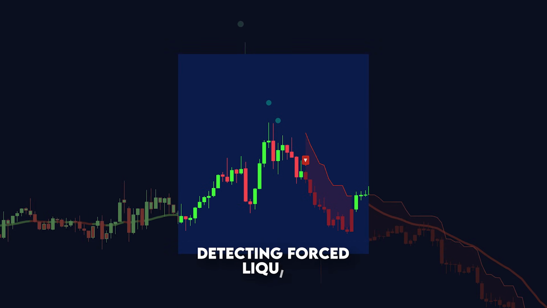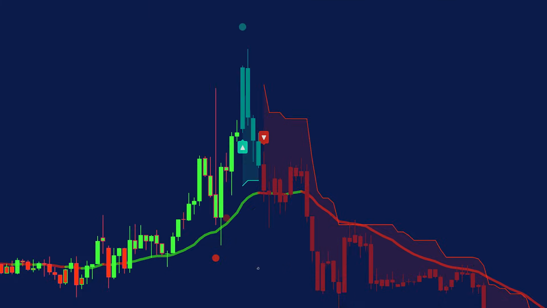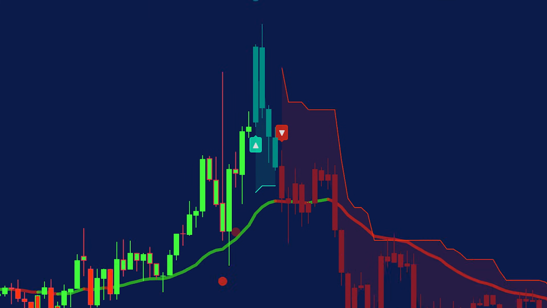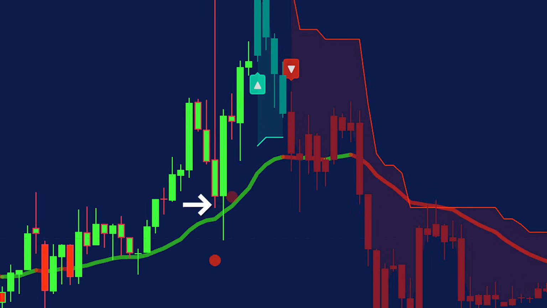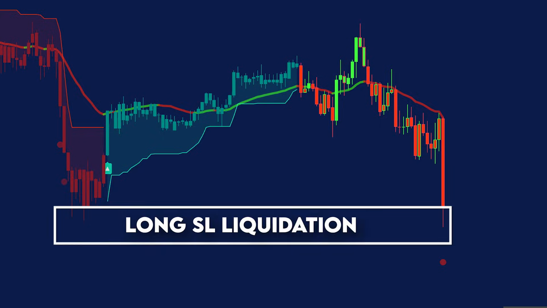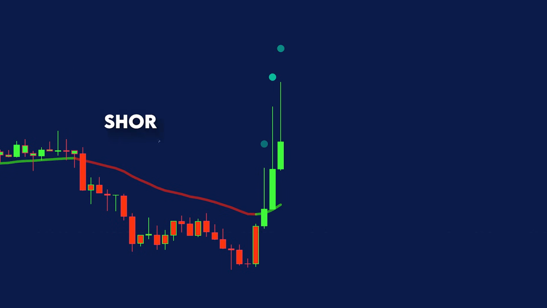The next checkpoint is detecting forced liquidation events. Now watch your liquidation reversal signals indicator closely. You'll see circles appearing above and below bars. These mark liquidation spikes detected by Z-score analysis. A circle below the bar means long liquidations are occurring, and a circle above means shorts are being squeezed.